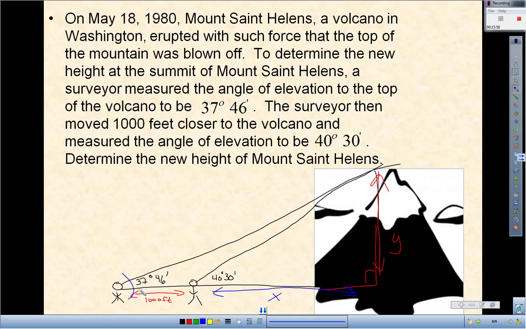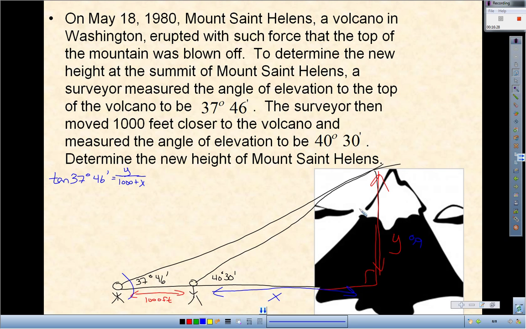If I label this, y is my opposite, and then my adjacent would not just be 1,000, but it would be 1,000 plus whatever this value of x is. So it would be 1,000 plus x. If I were to write that out, tangent of 37 degrees, 46 minutes would be equal to y over 1,000 plus x, opposite over adjacent. So there's my big triangle.